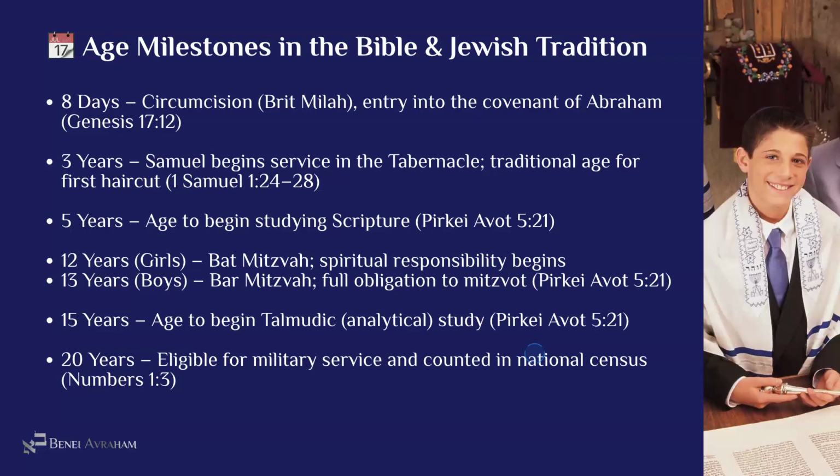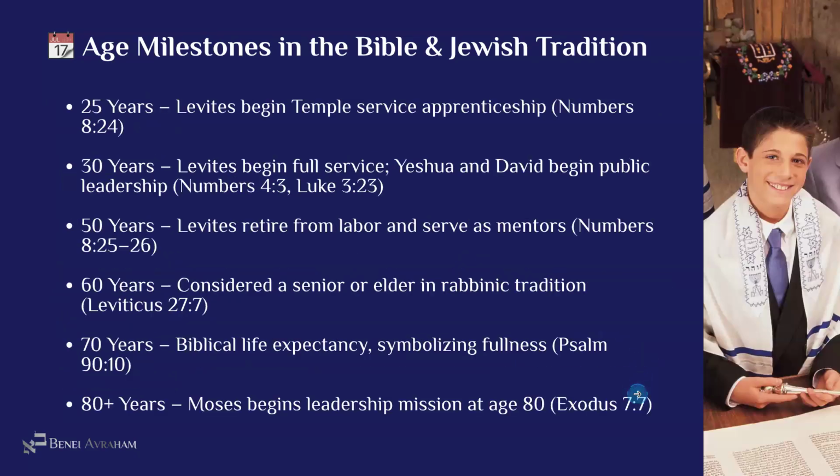At 15 years of age, Pirkei Avot says, is a good age to begin Talmudic analytical study. And then 20 years of age, the Bible says, is the proper age for military service and being counted in a national census. That's from Numbers 1:3. At 25 years of age, Numbers 8:24 talks about how Levites would begin the temple service, apprenticeship. They would start learning. And then at 30 years of age, they would begin full service and responsibility of the temple. At this age also, Yeshua and King David began public leadership.